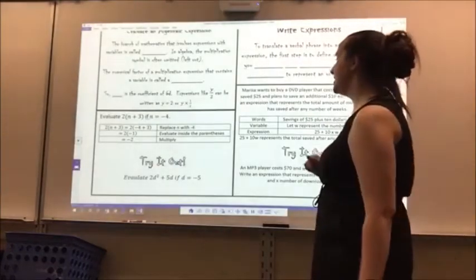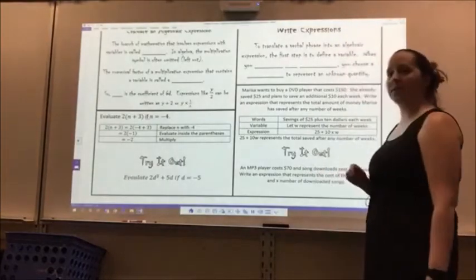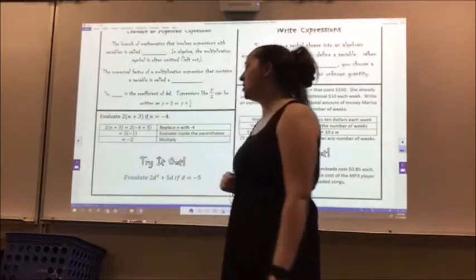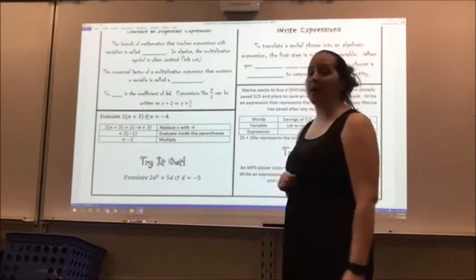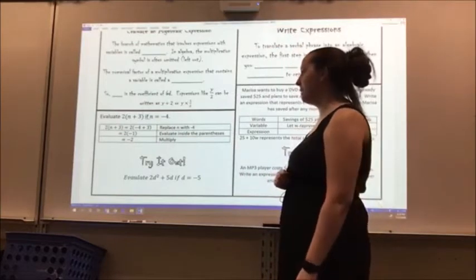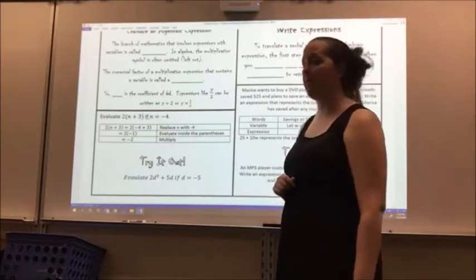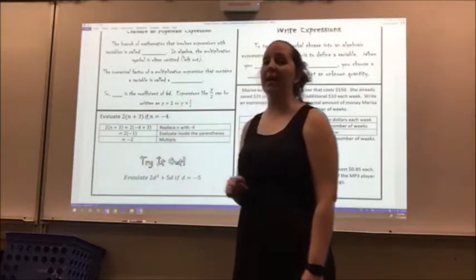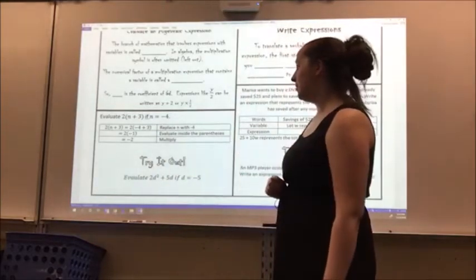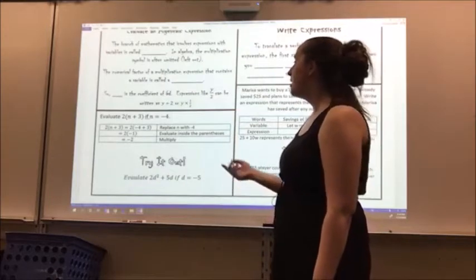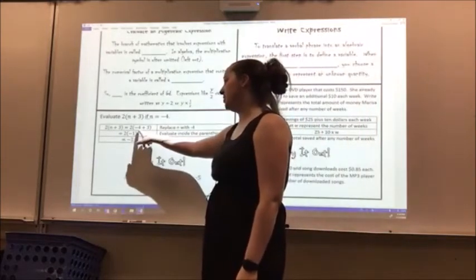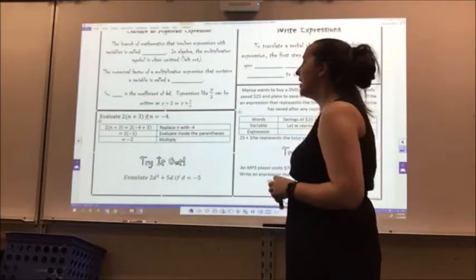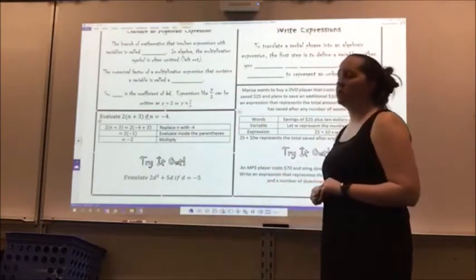All right, let's take a look at a couple of examples. The first example says evaluate 2 times the quantity n plus 3 when n equals -4. So I replace n with -4 in my expression. Then I simplify using my parentheses. -4 plus 3 gives me -1, and then I multiply by 2, which gives me -2.